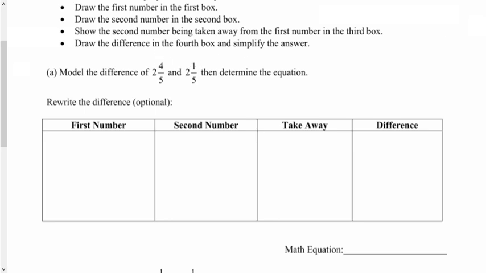Okay, so my first number here, I'm just going to use circles here if I want to model the difference. So we'll take 2 whole parts, and we'll have one more, and we'll break it up into fifths.